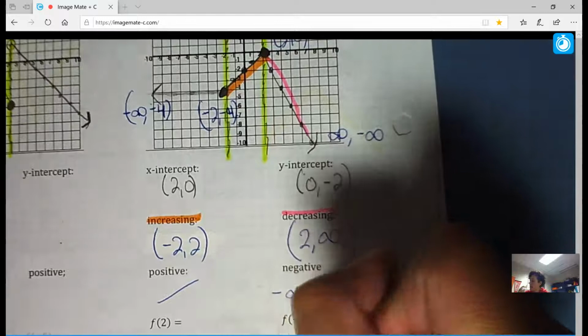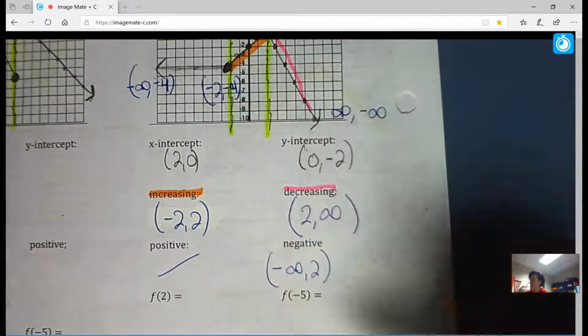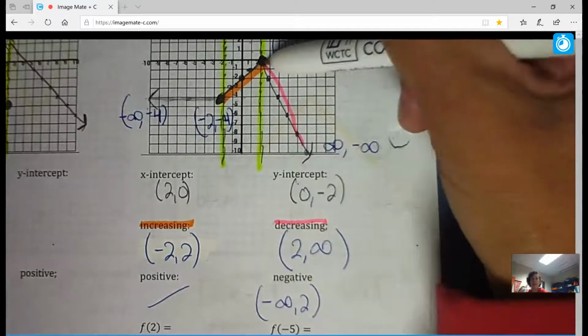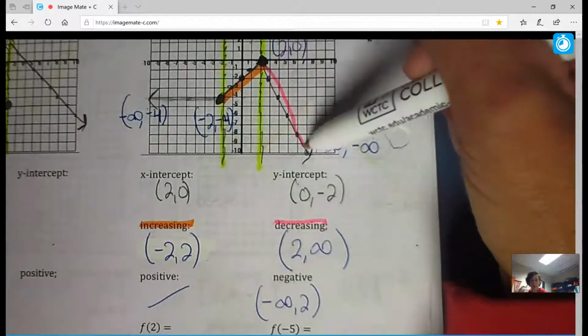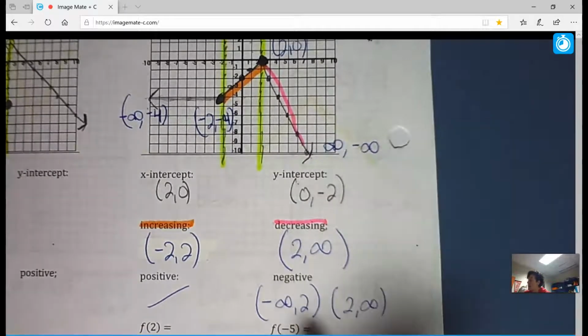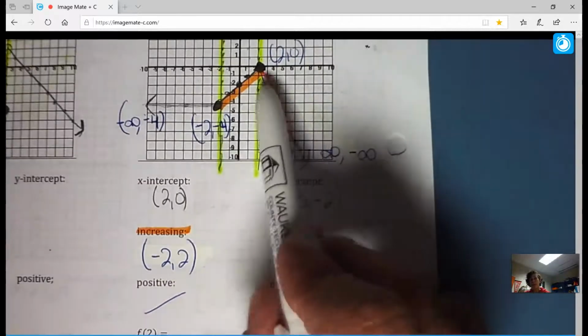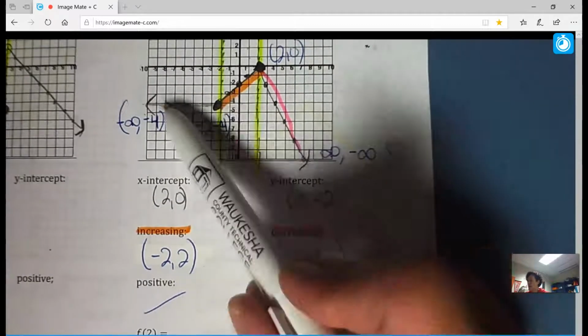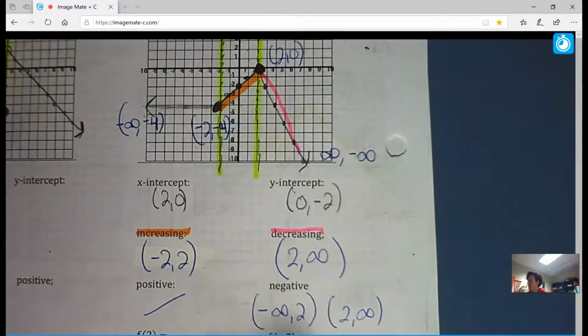Because at 2, it stops being positive or negative. It's neutral. And then it has another negative stretch from 2 to infinity. So again, I want to do 2 separate ones because at here, this is not positive or negative. So I got to think of it as one stretch and another stretch. All right, let's do this one.